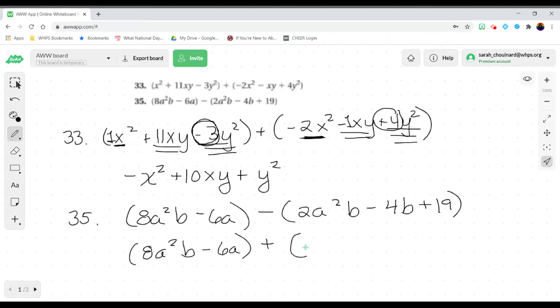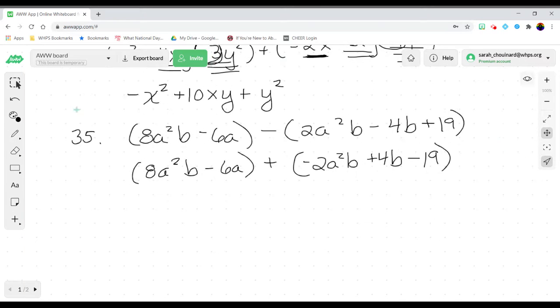So right now it's positive 2, so I need to flip that to be negative 2a squared b. Right now it's negative 4b, so I'm going to flip that to be positive 4b. And it's positive 19, so I'm going to flip that to be negative 19 by turning it to subtraction. And then from there, it's just combining like terms.